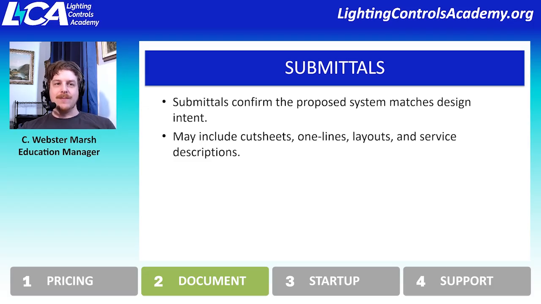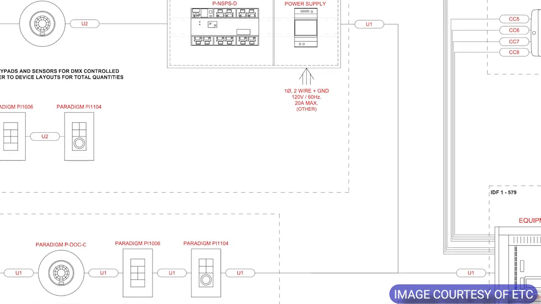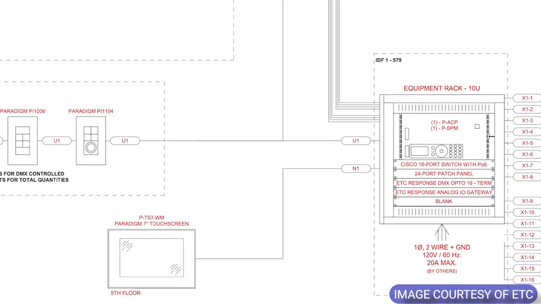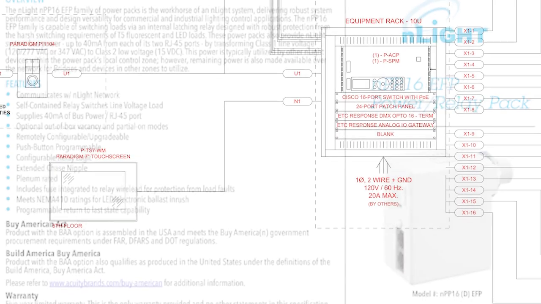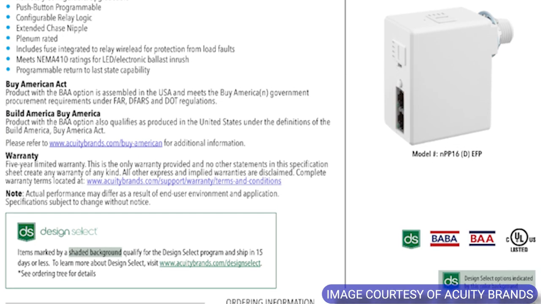For instance, if the device layout was just for schematic purposes, this should be the final layout. It should explicitly state where devices are going to go and how they're getting installed. So hopefully you're going to see cut sheets, one-line diagrams, device layouts, a list of services and bill of materials, which again, we'll get into in the next slide. But all of these should be included in the submittal.